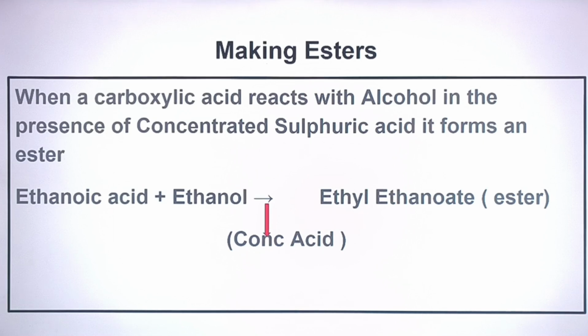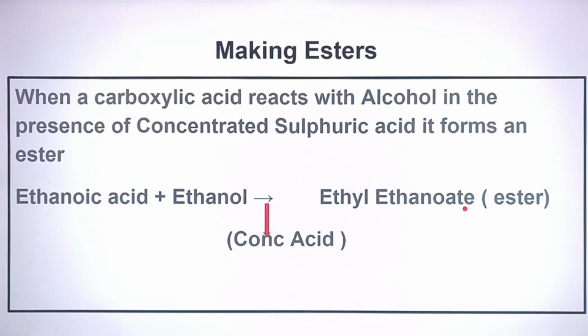There are many more dehydrating agents like silica gel, which is used in things that we buy like sports gadgets, shoes, water bottles to absorb moisture. But for larger scale productions, we use concentrated sulfuric acid. The ester that we get is ethyl ethanoate.